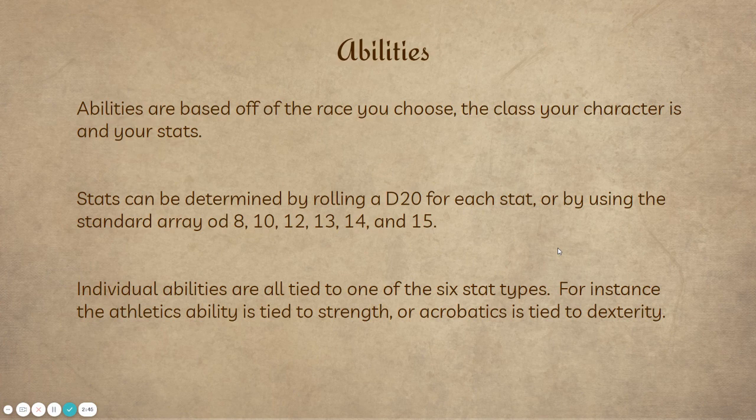Abilities are based off the race you choose, the class your character is, and your stats. Stats can be determined by rolling a d20 for each stat, or by using what's called the standard array of 8, 10, 12, 13, 14, and 15. Individual abilities are all tied to one of these 6 stat types. For instance, the athletics ability is tied to strength, or acrobatics is tied to dexterity.